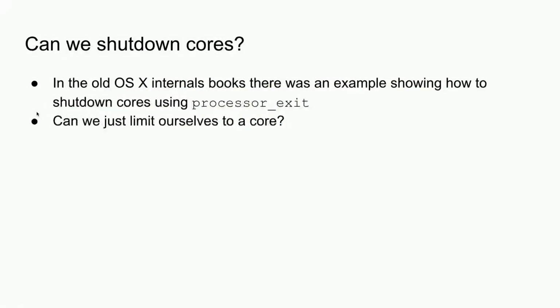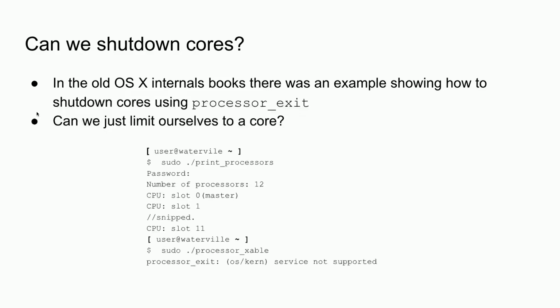The other thing is, I don't know if any of y'all read the old Amit Singh book, the OS X internals. One of the things he has is a basic exercise: let's print out all the processors, right? And one of the next things right after that, he says, let's shut down the cores. So he takes the last processor you have and calls processor_exit on it. That temporarily shuts it down and then it won't actually be used by the scheduler. So what if we just limit ourselves to a single core? Yep, that doesn't work anymore either.